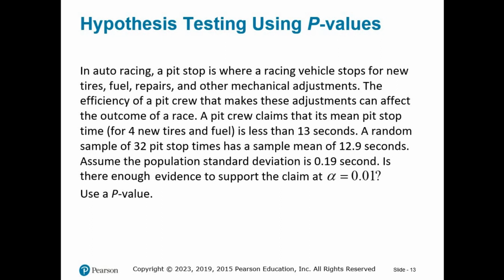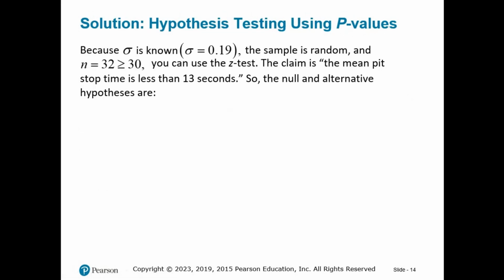Use a p-value. Okay, so let's go through the steps. Are we given population standard deviation, or sigma? Yes, they gave us 0.19 seconds. Is the sample random? Yes, that is what they said. Is the population normally distributed, or is the sample size at least 30? It does not state that the population is normally distributed, but the sample size is 32, so we can approximate it normally.